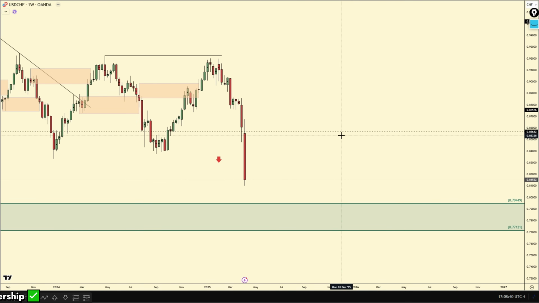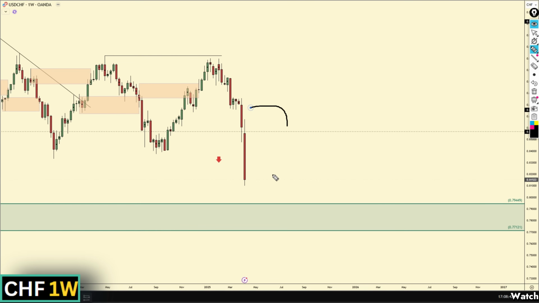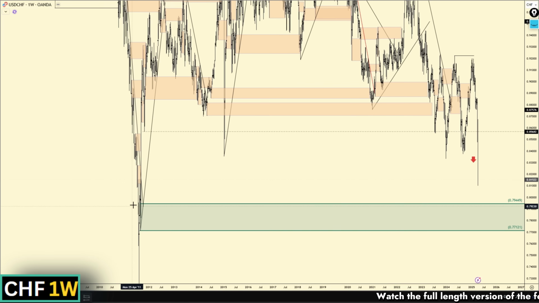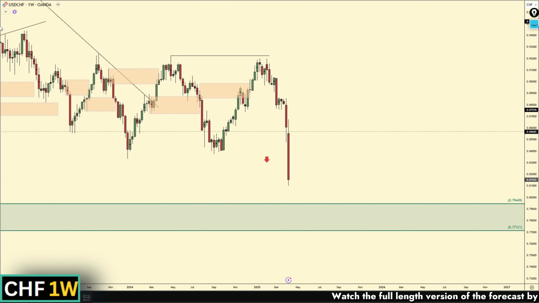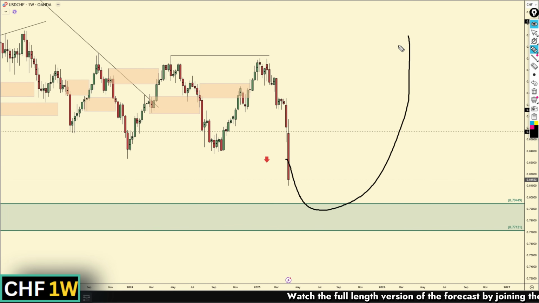On to the forecast for the USD Swiss. This thing is absolutely in free fall mode with the US dollar falling. We do have a weekly demand down below. This demand was created a very, very long time ago, back in 2011. So I'm not saying this is going to be the demand zone that stops this huge drop, right?